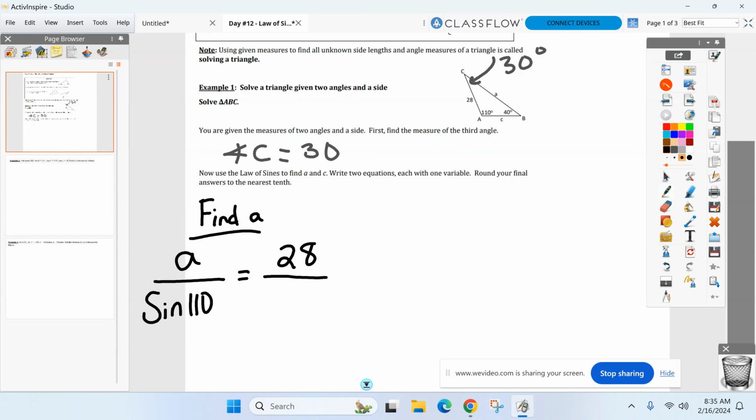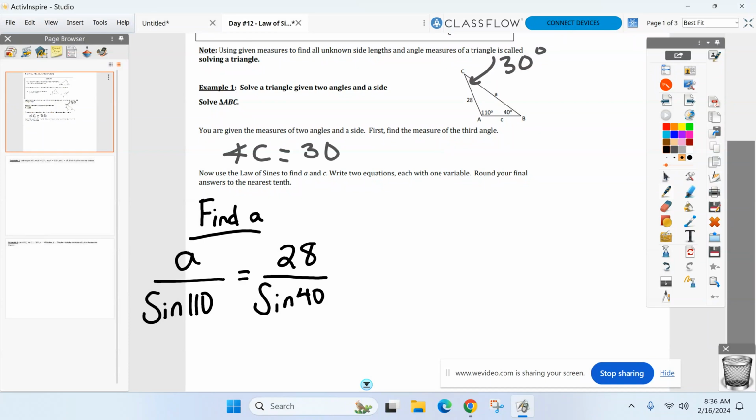And what's the angle across from it? 40, but I don't put 40. It's sine 40. All right, here is the law of sines. Side over the sine of the angle across from it. And the same thing goes here.